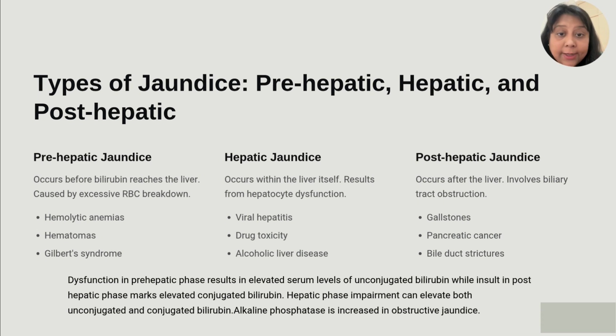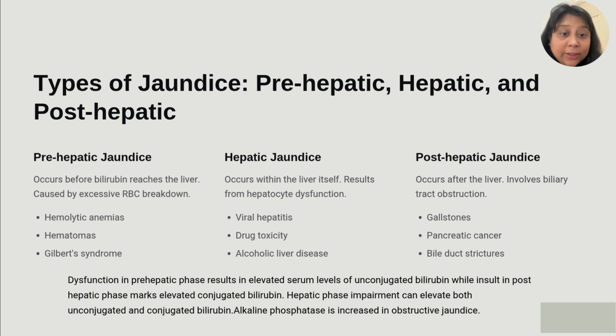Hepatic jaundice occurs within the liver itself and results from hepatocyte dysfunction. In this, both unconjugated and conjugated types of bilirubin are increased, and it is seen in conditions like viral hepatitis, drug toxicity, and alcoholic liver disease.